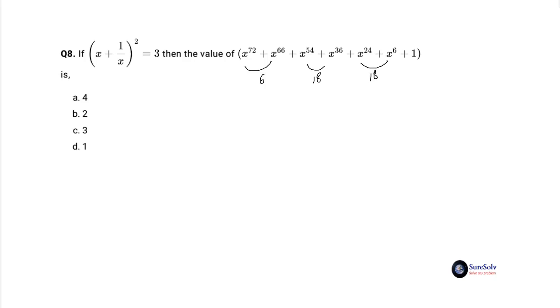The power difference between the first 2 terms is 6, and for the next 2 pairs of terms it is 18. For 2 terms in x with power difference of 6, you can get a factor x cube plus 1 by x cube out of the sum of the 2 terms. Let's show you. X to the power 72 plus x to the power 66 equal to x to the power 69 multiplied by x cube plus 1 by x cube.